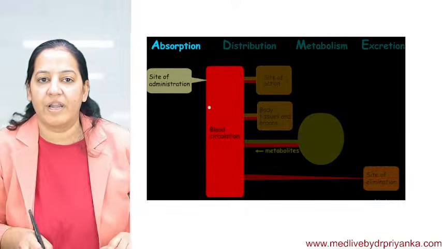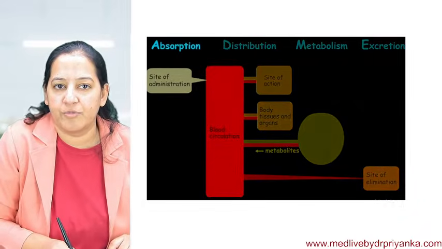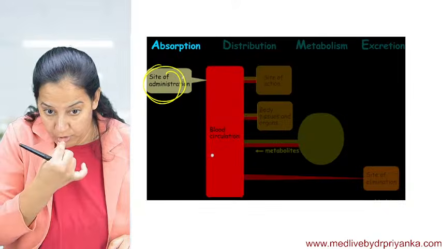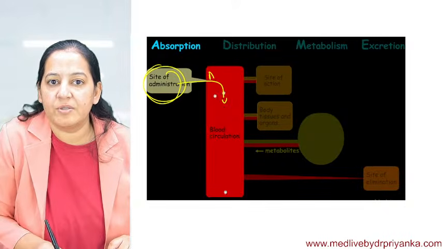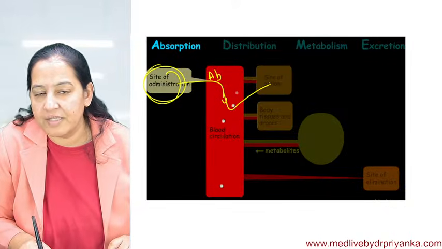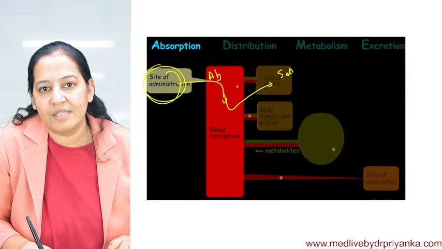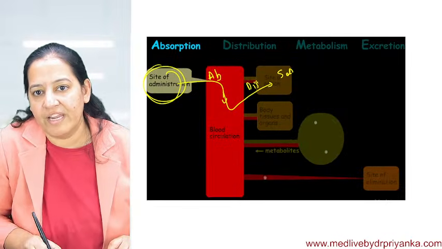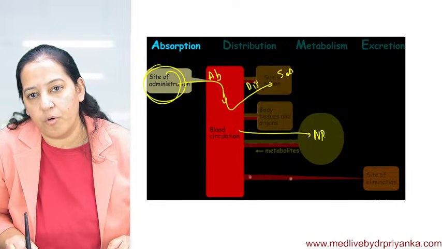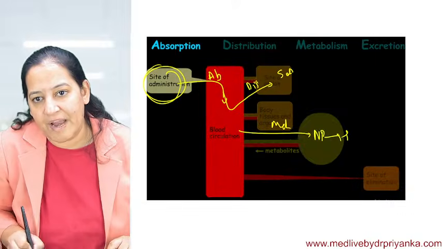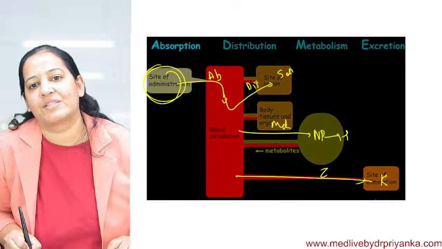In one more video, I would like to show you. See, this is the site of administration, oral route. The drug is going into circulation, so this is absorption. From circulation, it is going to the site of action. This is distribution. From there it is going to the liver. In the liver, it gets converted from non-polar to polar. This is metabolism. And finally, it is going to the kidney and gets excreted out of the body.